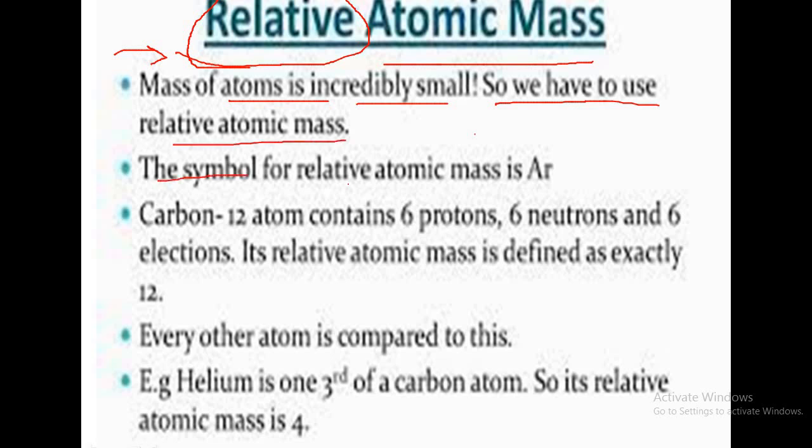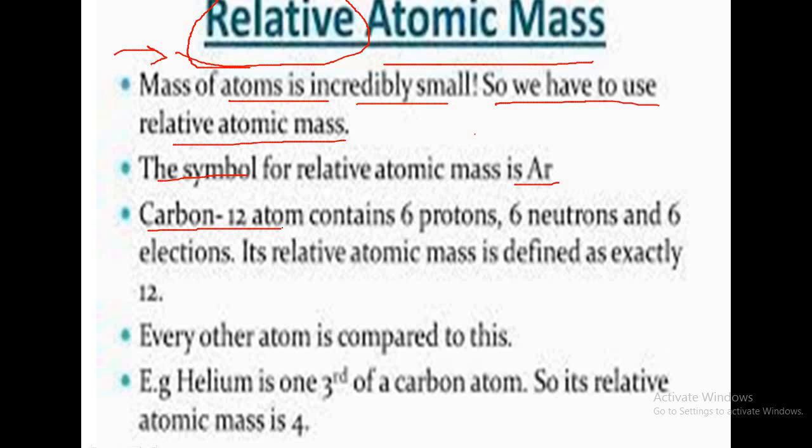The symbol for the relative atomic mass is Ar. Small r stands for relative, A for atomic mass. And for relative atomic mass, the carbon 12 atom is taken as the standard, and every other atom is compared with the mass of the carbon 12 atom. Earlier to carbon 12 atom, the hydrogen atom was taken as standard.